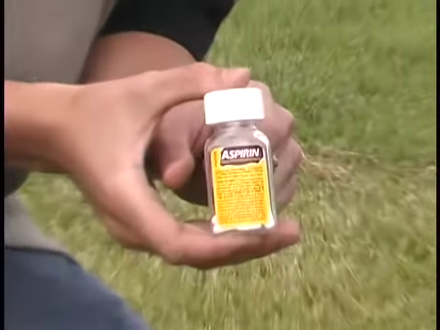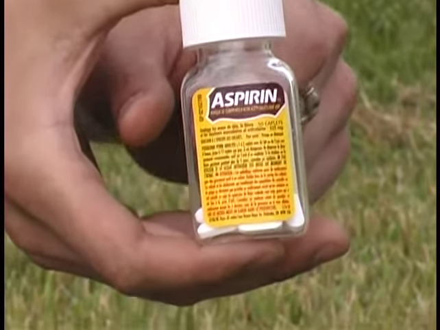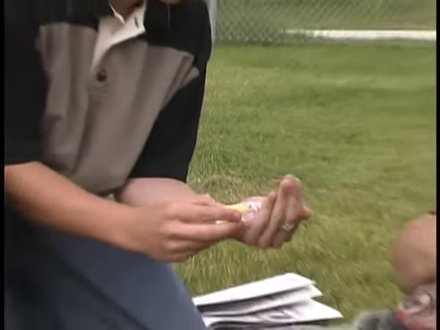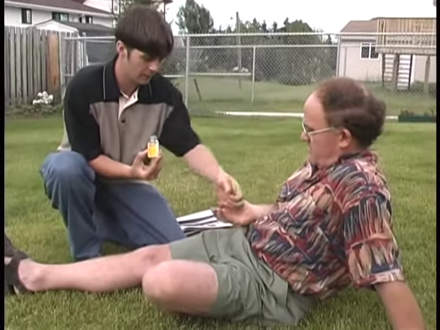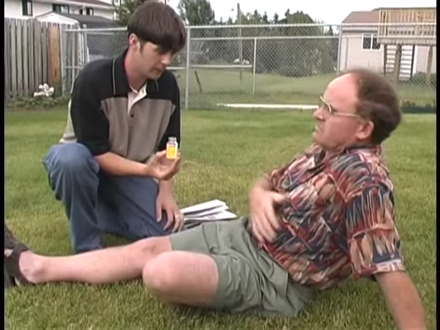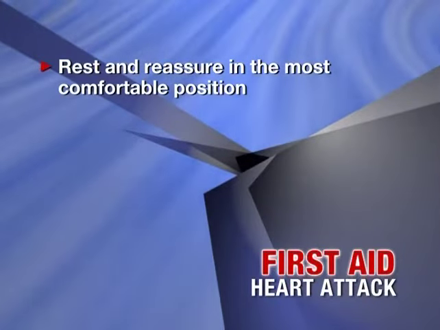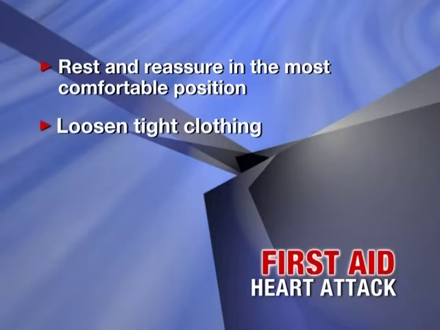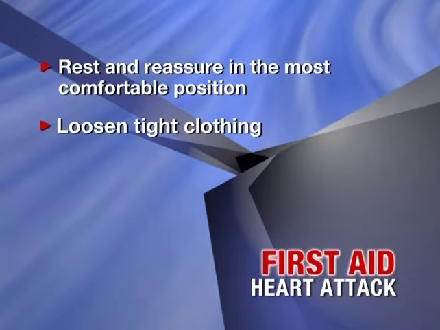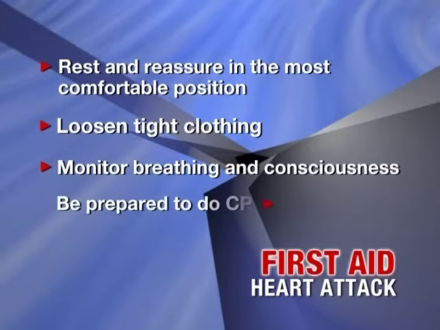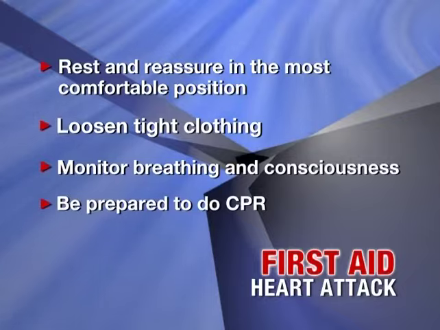ASA, most commonly known as aspirin, is used to prevent clots and can be very beneficial for someone having a heart attack. Suggest the person chew 2 80-milligram ASA tablets or 1 regular-strength 325-milligram ASA tablet. As you wait for EMS to arrive, comfort and reassure the person to reduce anxiety and pain. Loosen any tight clothing around the neck, chest, and waist. Keep monitoring breathing and consciousness, and be prepared to do CPR.